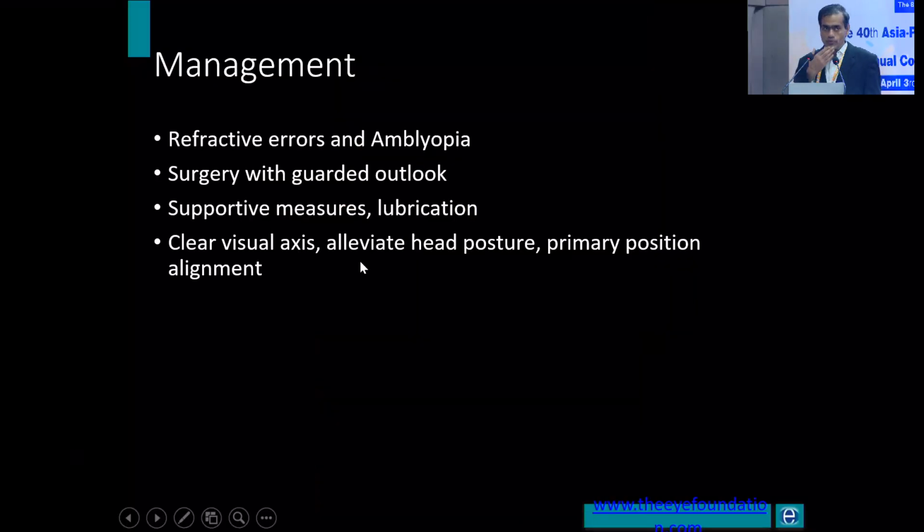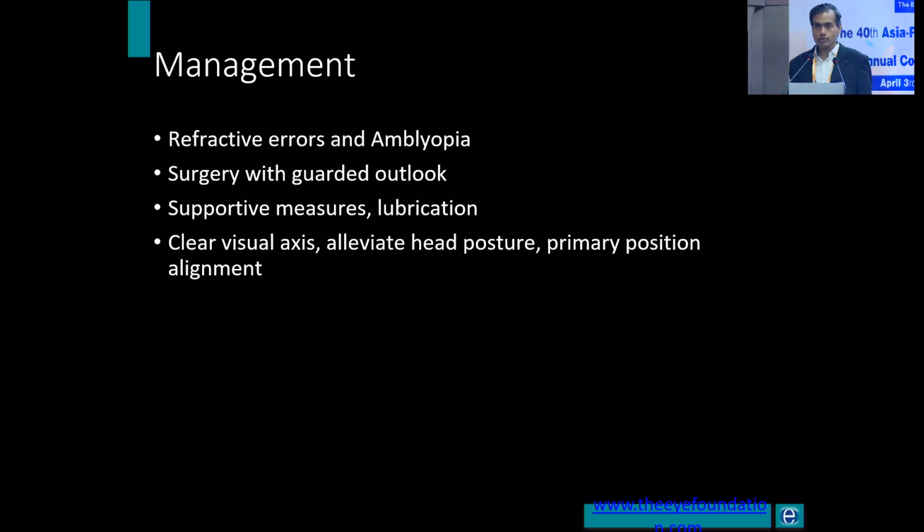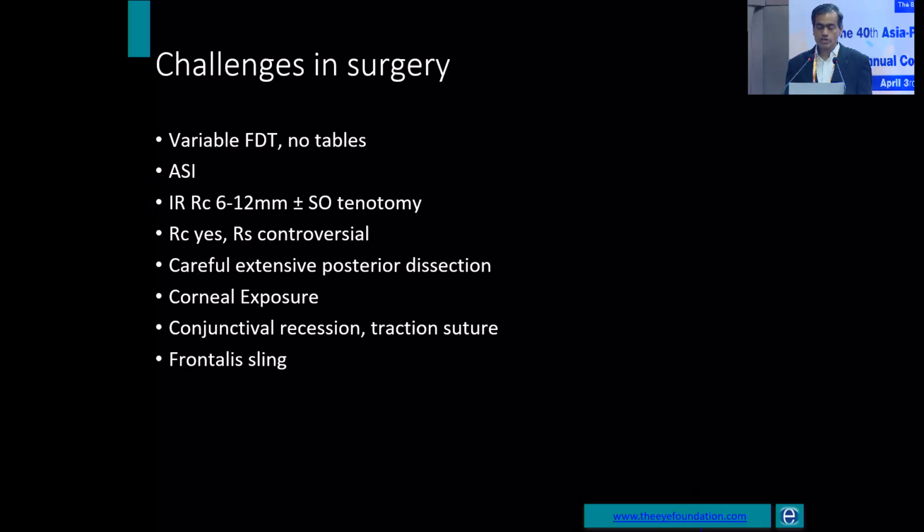So the management, of course, is as for any other strabismus, the preliminary management. You have to take care of refractive errors. You have to take care of the amblyopia management. Surgery is required when you want to clear the visual axis because of a ptosis or because of severe hypotropia, to alleviate the head posture and to correct the primary position alignment as far as possible, in addition to supportive measures like lubricants, the importance of which cannot be understated.